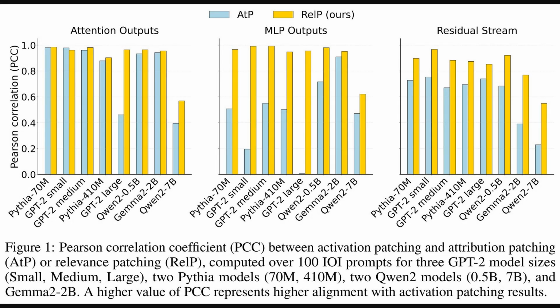Alright, the previous segment highlighted headline numbers. Figure 1 now shows the full comparison across model families and components. The 3 bar groups report Pearson correlation with activation patching for attention outputs, MLP outputs, and the residual stream, so taller yellow bars mean closer agreement. Across Pythia, GPT-2, QN2, and Gemma 2, the yellow RelP bars consistently match or exceed blue attribution patching bars. The gap is widest for MLP outputs and the residual stream, which confirms where gradients were least reliable.